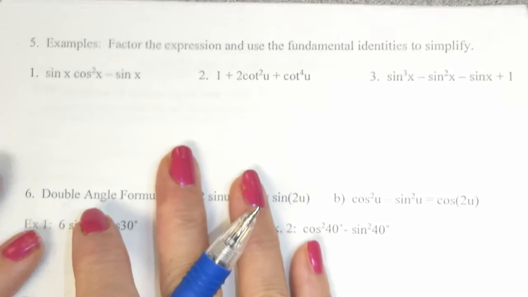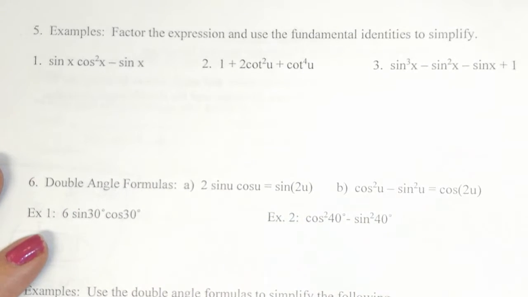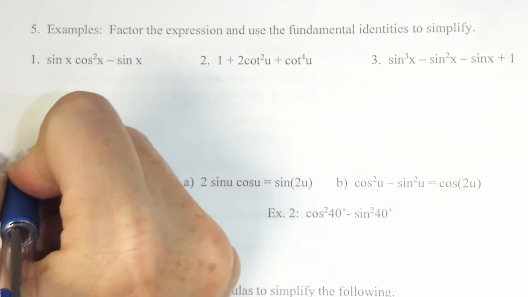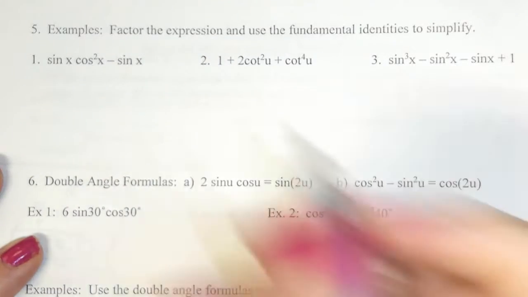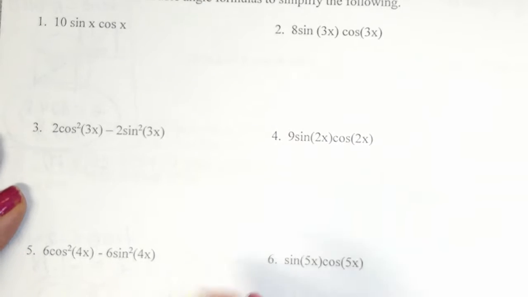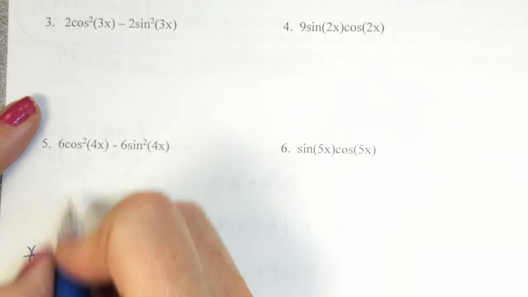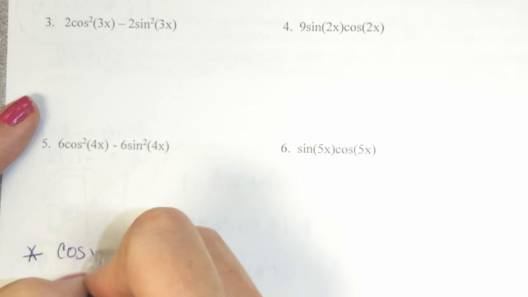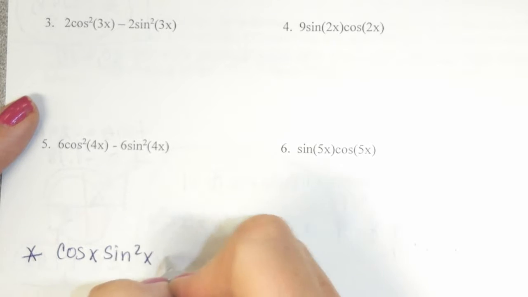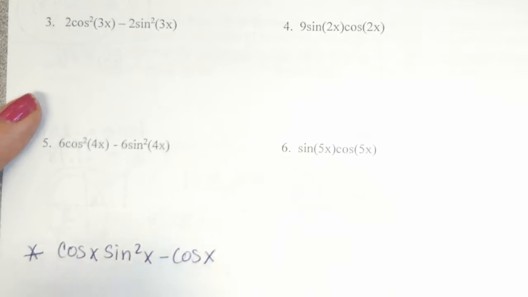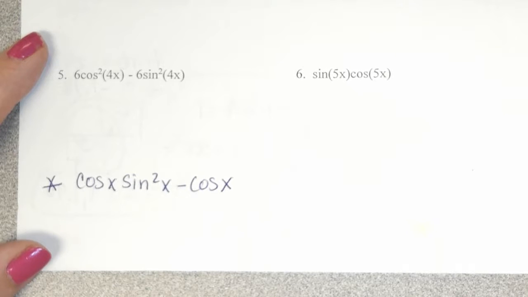All right, let's go to the back. All right, so I'm going to do a couple down here. Actually, let's go down to the very bottom where we have a little more room. I'm going to show you some examples of how we're going to use this. So let's say we have cosine x sine squared x minus cosine x that we're supposed to simplify.